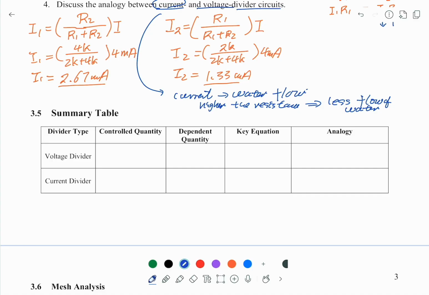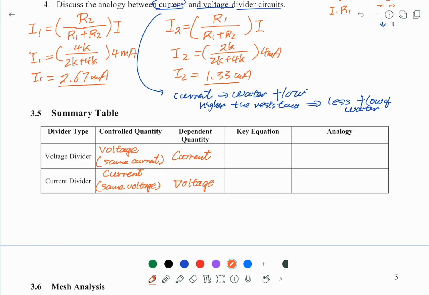Okay, now we can complete this table. In the voltage divider, what is controlled? It controls voltage because they have the same current. In the current divider, it is used to control current because they're in parallel, so they have the same voltage. What is dependent? The current is the one that depends, and this is the voltage.